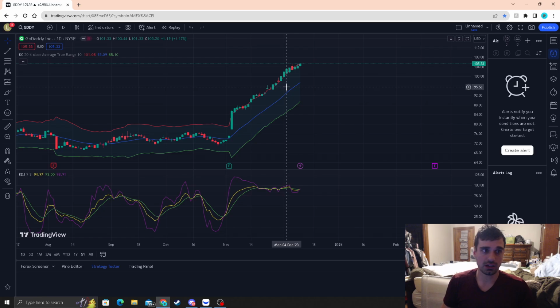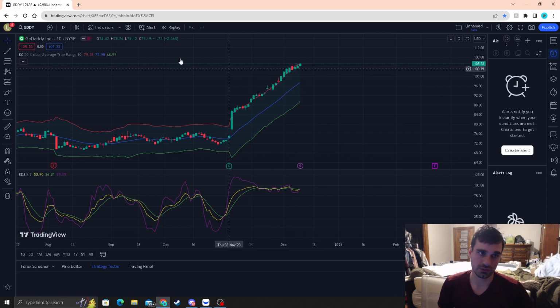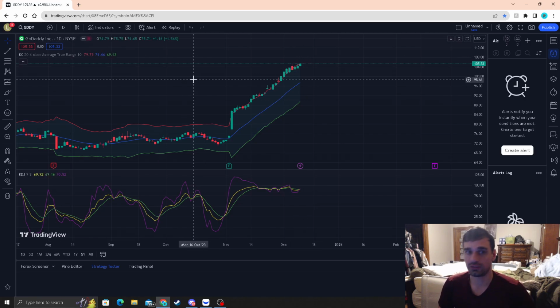For big cap stocks like this one, it's $105. Since it's overbought, you would have to short it, which I don't want to short. So I'd rather just buy puts. So I'd buy puts. Now, when you're buying options, you always do a month out.